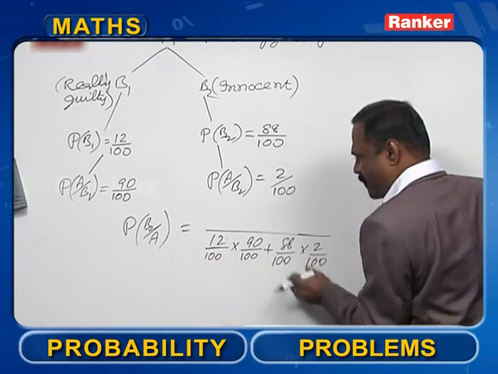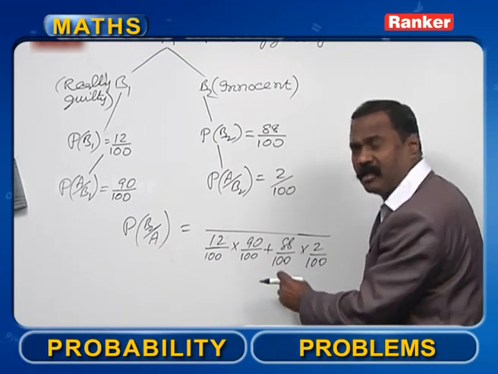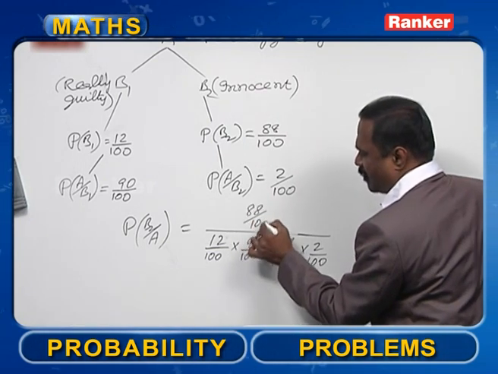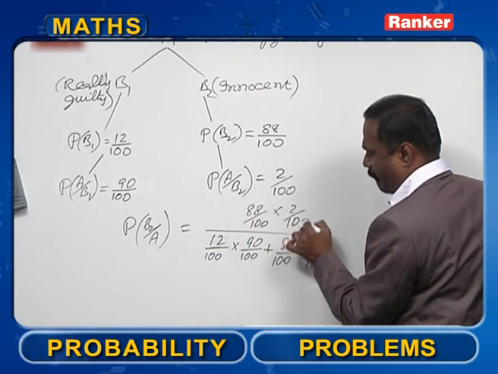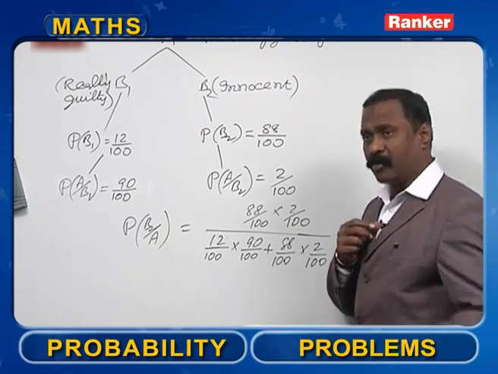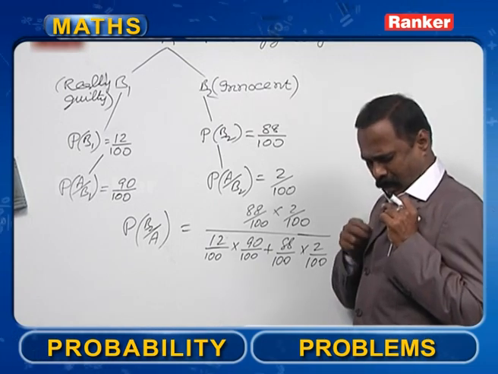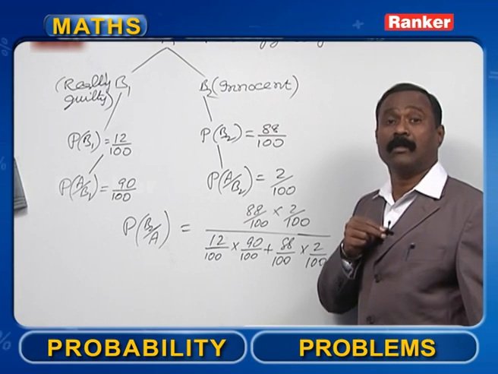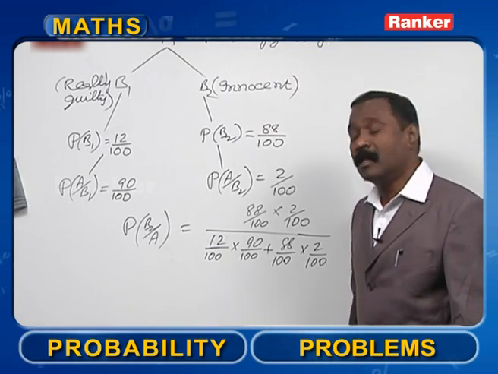So, this is a favorable probability, this is a total probability, and this is a favorable probability. Favorable probability is 88 by 100 into 2 by 100. This is the required probability. It is given to be A by B. You can go to the question. It is given to be A by B.